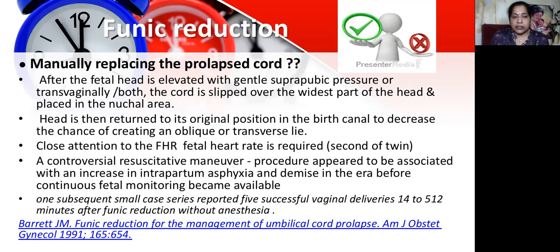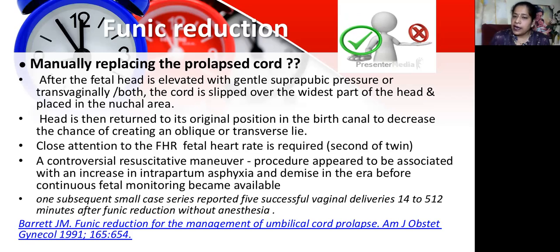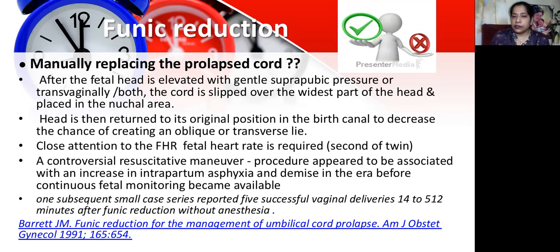Now, this is a controversial resuscitative maneuver because the procedure appeared to be associated with an increase in intrapartum asphyxia and demise in the era before continuous fetal heart rate monitoring became available. So the pros and cons of this maneuver should be evaluated and then only it may be attempted. In one subsequent small case series, 5 successful vaginal deliveries were reported 14 to 512 minutes after Funic reduction without anesthesia.